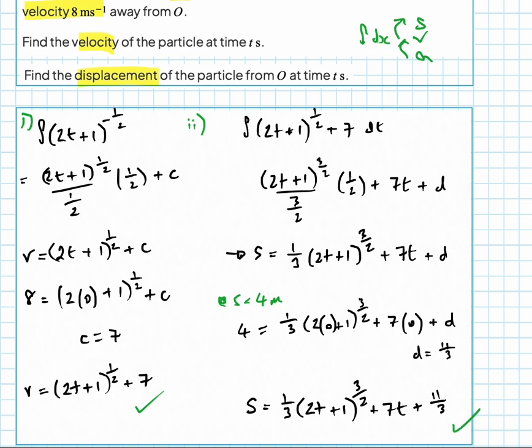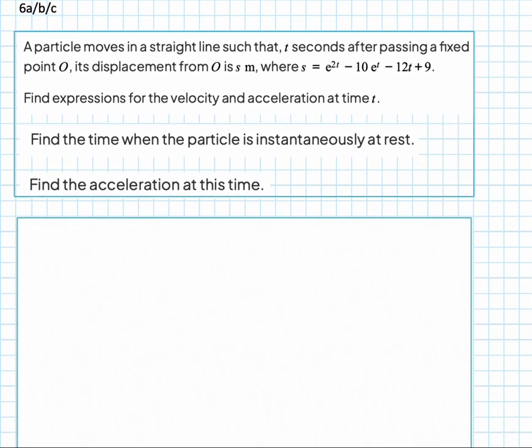Last question. The particle moves in a straight line. Okay, we're getting used to this now. Past a fixed point, and we have a displacement, and our function is exponential. So find expressions of velocity and acceleration. Basically just do what you've been doing, but remember the rules of exponentials, which aren't too difficult, to be honest.